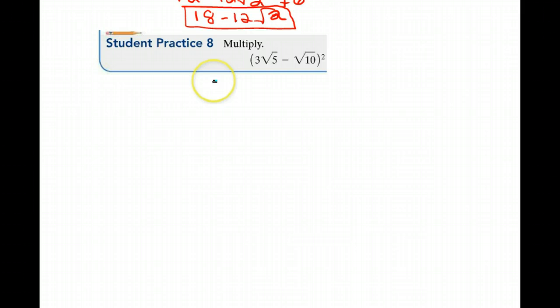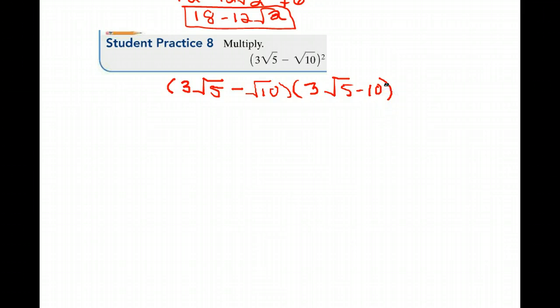Okay, by now you should have had an opportunity to complete student practice 8. The first thing that you would want to do here is rewrite this as a quantity times itself. So we'll have 3 root 5 minus root 10 times 3 root 5 minus root 10. The reason that we have to write quantity times quantity is because we originally had quantity squared. So we do need to break that up into two quantities being multiplied by each other. Now we will use the FOIL process. 3 root 5 times 3 root 5 makes 9 root 25.